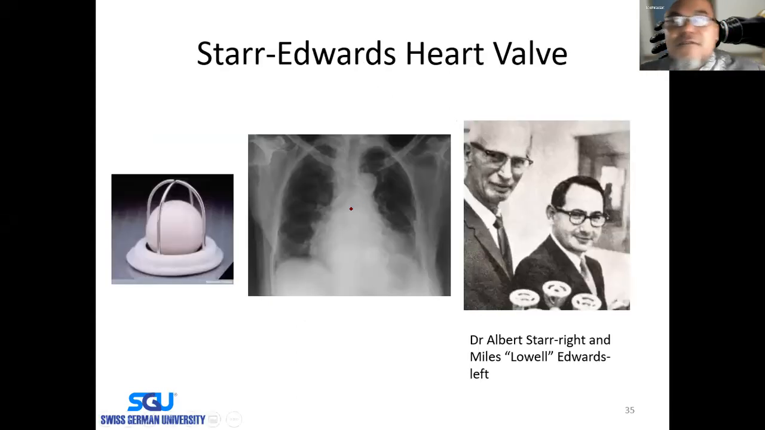This starts with the heart valve that I mentioned. So it looks like this for heart valve replacement, in this kind of form. I think Andy made the review last semester.